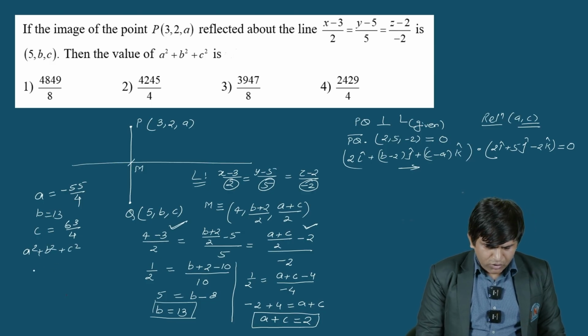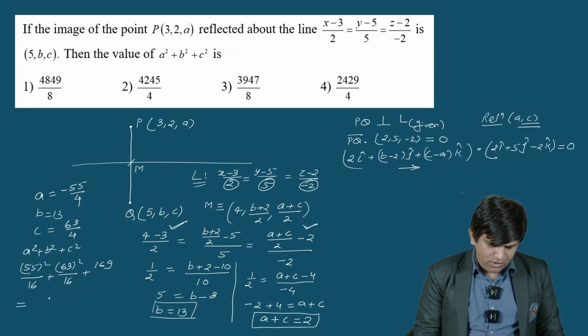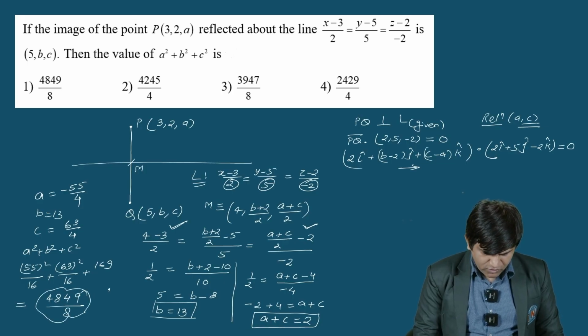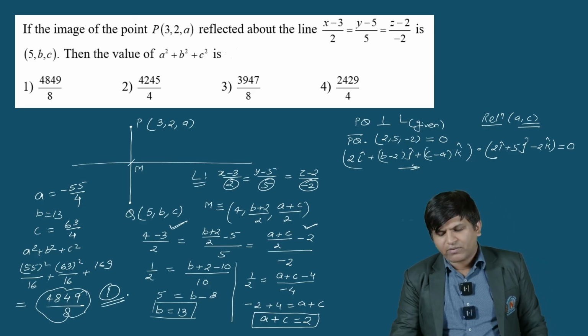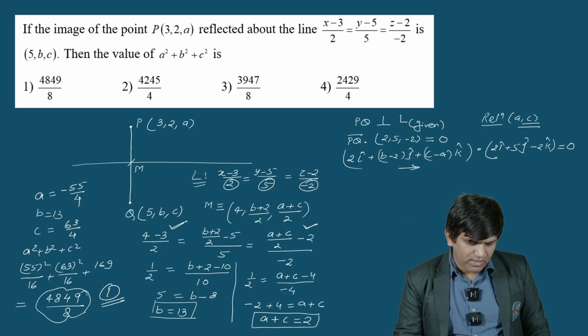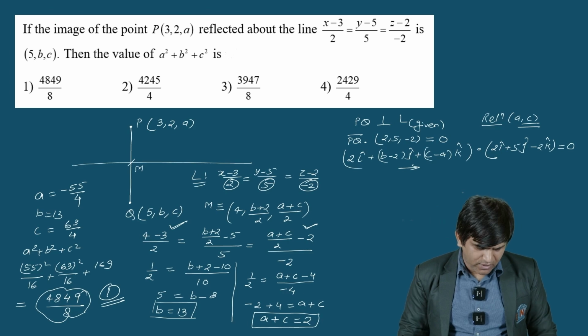If we plug in all those values, that will be 55 whole square by 16, then C square is 63 whole square by 16, and B square is 169. If we put all those values, we get the final answer 4849 by 8. So that is our first choice. Some calculation is there, but the concept we have to use is very simple, and it is a very regular question they have asked. So let's move to the next problem.